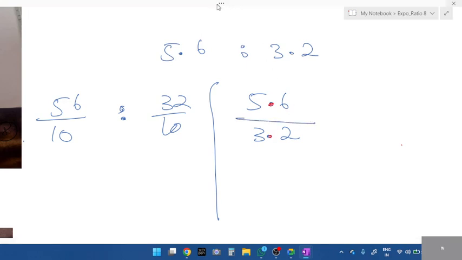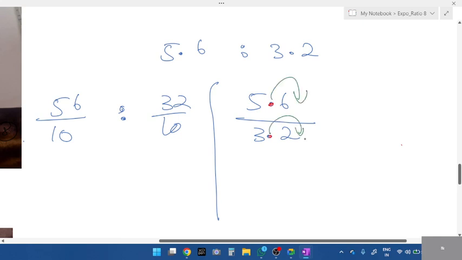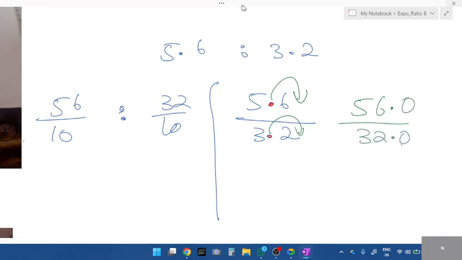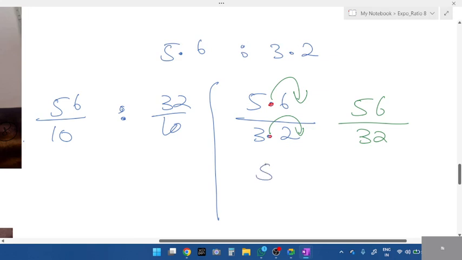The reason is, in this method, if I shift this point one position in the numerator, the same one position I have to shift in the denominator. So 5.6 becomes 56.0. 3.2 becomes 32.0. Just ignore point and point. Are we getting 56 by 32? If both are equal, just ignore that.